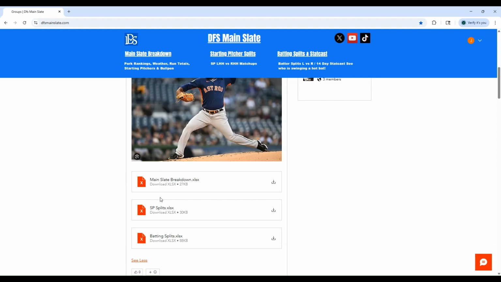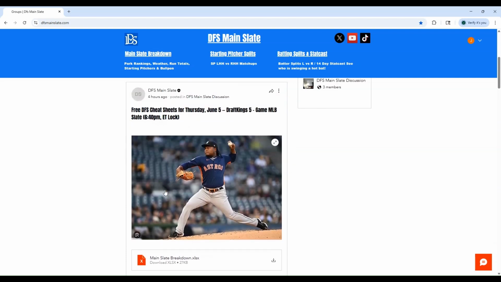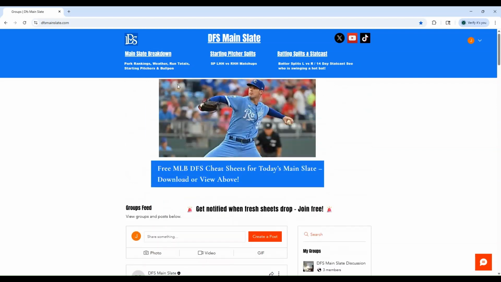We're going to go over these three that we use for baseball. We have the main slate breakdown, the starting pitcher splits, and the batting splits. You see the same thing up here, so you can click on those for easy navigation. You can download the sheets here. Now we're going to get into those sheets.